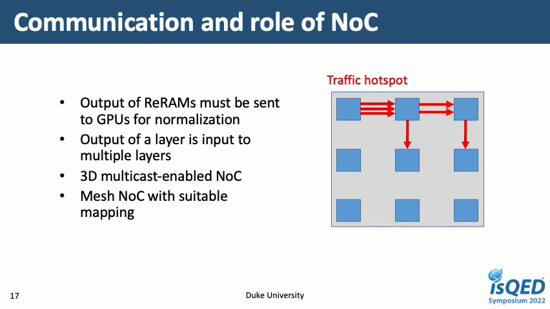To address this problem, we have to use a 3D multicast enabled network on chip. Now, why 3D? So here the vertical links can be used to deliver the data from ReRAM to GPU with high throughput, and we can also do a 3D XYZ multicast to reduce the amount of traffic in the network on chip. And the network on chip has to be complemented with a suitable mapping. So depending on how the layers are mapped to the different tiles, the communication can be very different. So to address the problem of communication in these architectures, we have to map the layers properly and then also have a 3D multicast enabled network on chip.